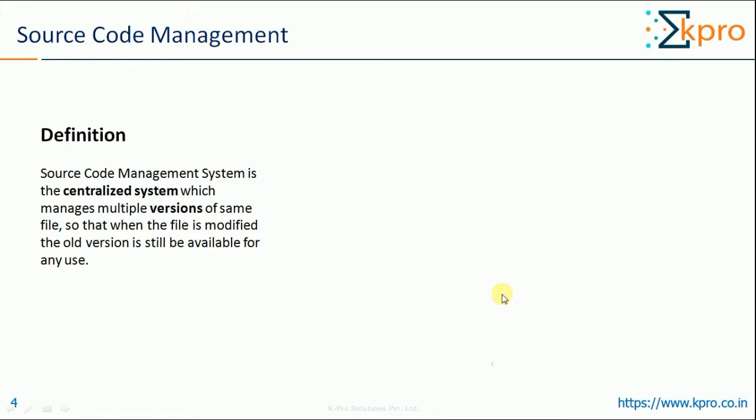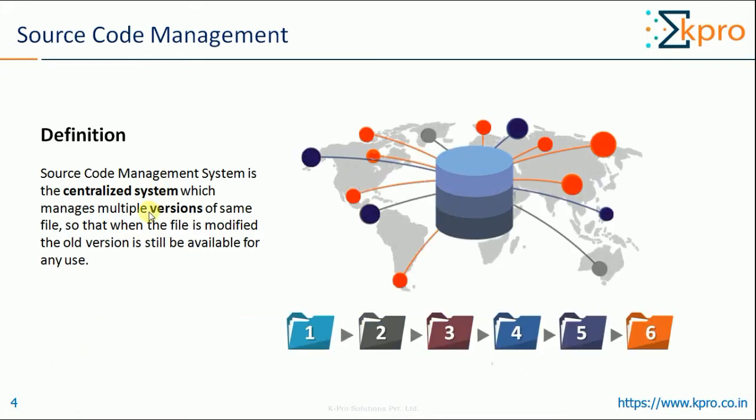Source Code Management System, or SCM, is a centralized system which manages multiple versions of the same files, so that when a file is modified, the old version is still available for any use. Let us see its purpose.